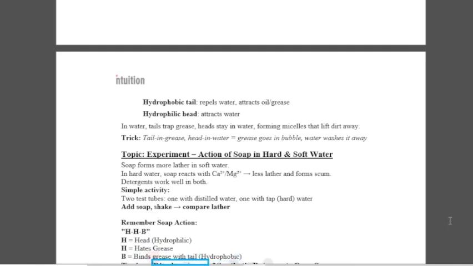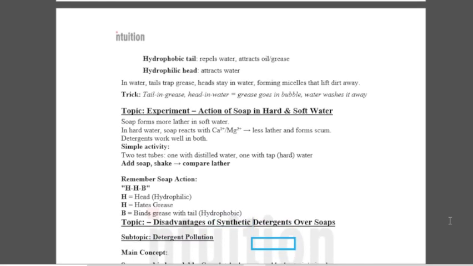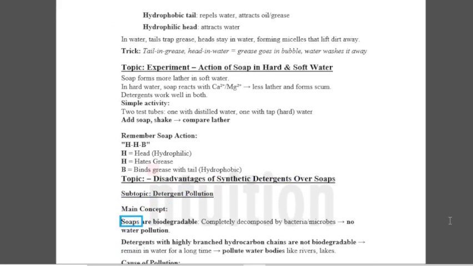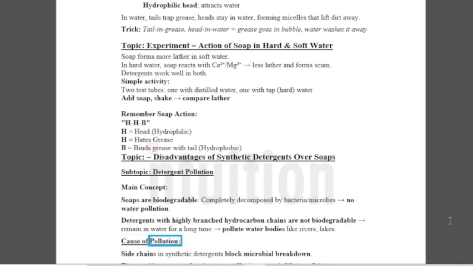Topic: disadvantages of synthetic detergents over soaps. Subtopic: detergent pollution. Main concept: soaps are biodegradable, completely decomposed by bacteria and microbes, so no water pollution. Detergents with highly branched hydrocarbon chains are not biodegradable, remain in water for a long time, and pollute water bodies like rivers and lakes. Cause of pollution: side chains in synthetic detergents block microbial breakdown.